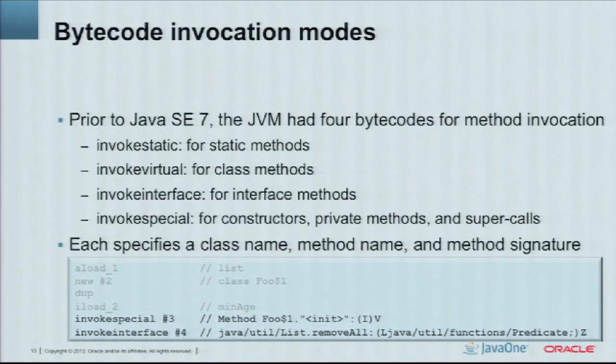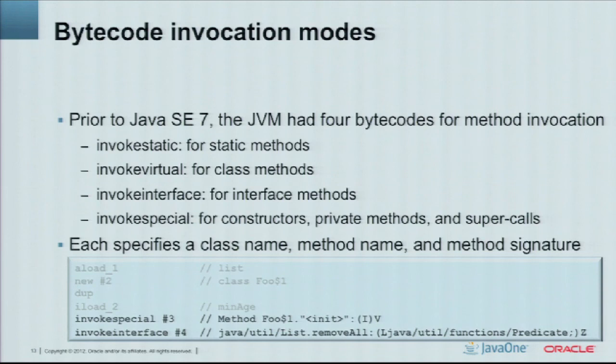Okay, so a little bit of bytecode background. Up until Java SE7, there were 4 bytecodes for method invocation: invoke static, invoke virtual, invoke interface, and invoke special. The first 3 are pretty obvious. Static is for static methods, virtual is for class methods, interface is for interface methods, and then invoke special is the garbage can for everything else, right? So constructors, supercalls, private methods, all the weird stuff that doesn't fit into one of the first 3 buckets gets thrown into the invoke special bucket.